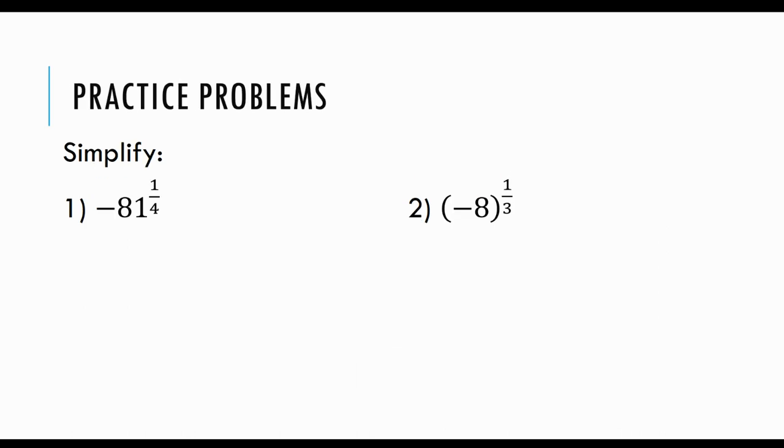Okay, so let's look at some practice problems. It's asking us to simplify negative 81 to the 1/4 power. So here's the thing, because there are no parentheses around the negative and the number, that means that the negative is going to stay on the outside. It has nothing to do with the 81.